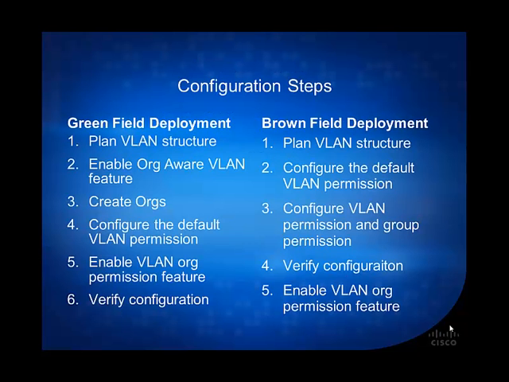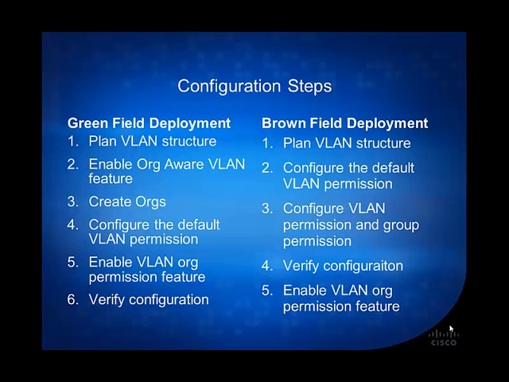So the configuration steps, we basically broke down to 2 different types of deployment scenario. The first one is Greenfield Deployment. Greenfield means that you're just bringing up a new UCS system. And the steps that you need to do is basically plan for VLAN structure, enable org-aware VLAN feature, create orgs, and configure the default VLAN permission.